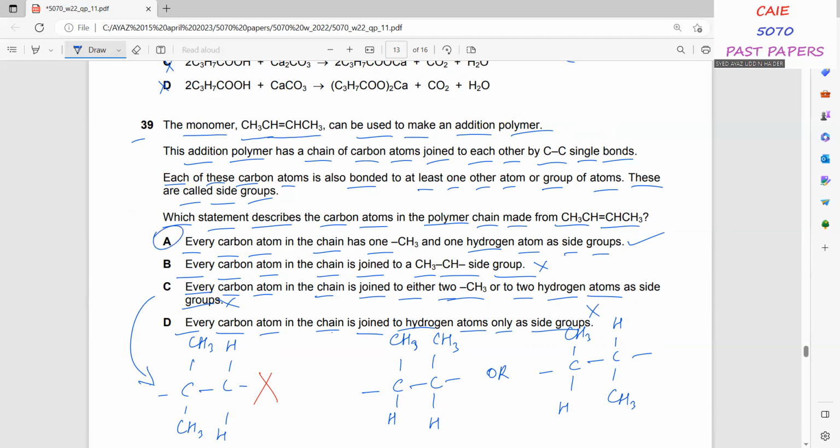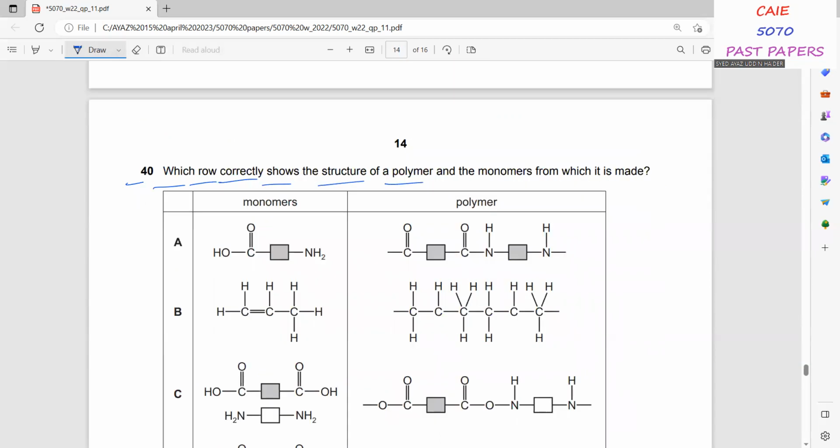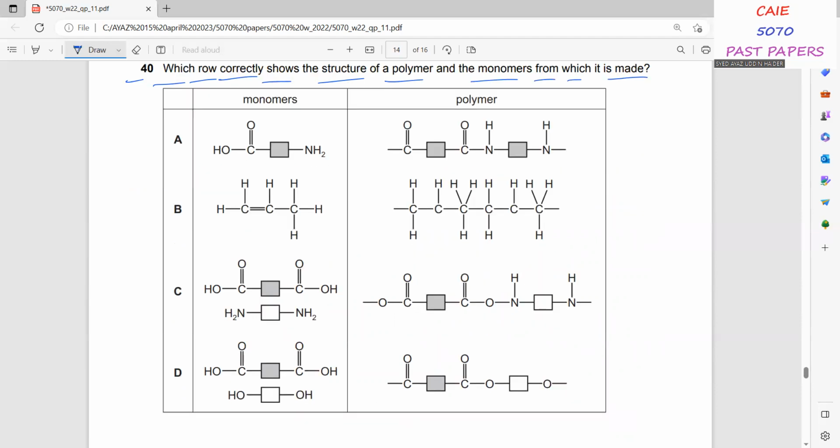The last question for this paper. 40. Which row correctly shows the structure of a polymer and the monomers from which it is made? Let's see all the monomers and polymers. Choice A, you have the monomer here. So the polymer must have CO and NH, but each repeat unit must contain C double bond O and NH. But on the polymer side, you have two different repeat units. So this is wrong.